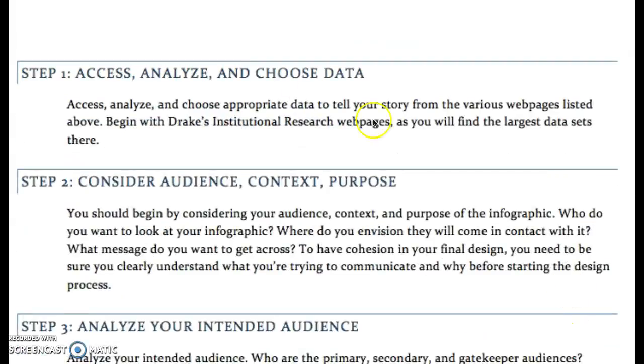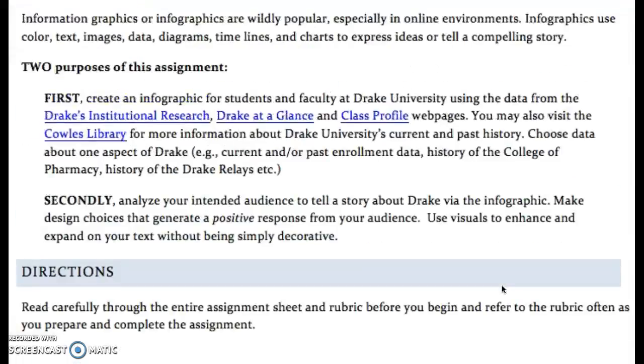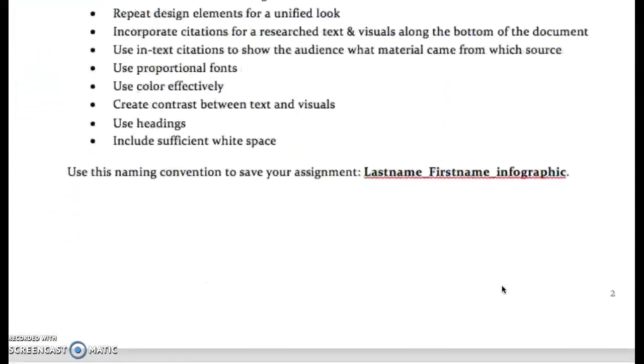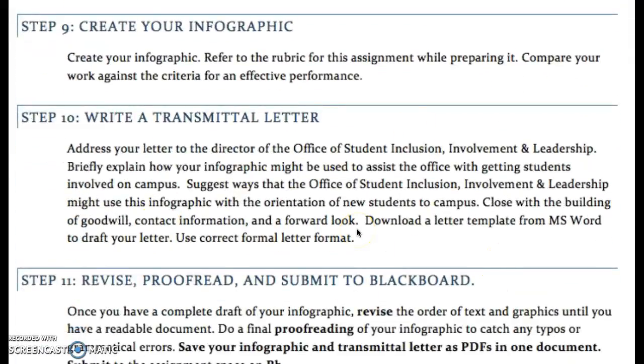So as you read through the directions then, you can see here's another directive telling you to consider your audience, your context, and your purpose, and to, again, analyze your intended audience. And I ask, who are the primary, secondary, and gatekeeper audiences? What are their needs? What factors are most likely to persuade them? However, I didn't really tell you here in the context who the specific audience would be, and that really isn't mentioned until I talk about the transmittal letter.